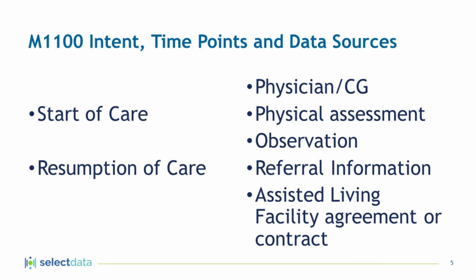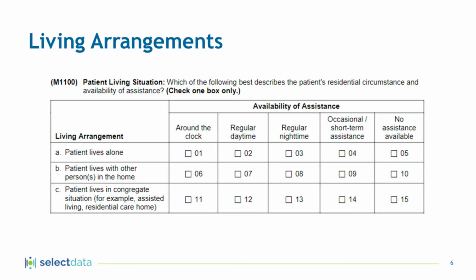Data sources, resources: patient and caregiver interview, physical assessment, observation, referral information, assisted living facility agreement or contract. Living arrangement. Select a response from row A if the patient lives alone in an independent, non-assisted setting. For example, a patient lives alone in a home, in their own apartment, or in their own room at a boarding house. A patient with only live-in paid help is considered to be living alone.